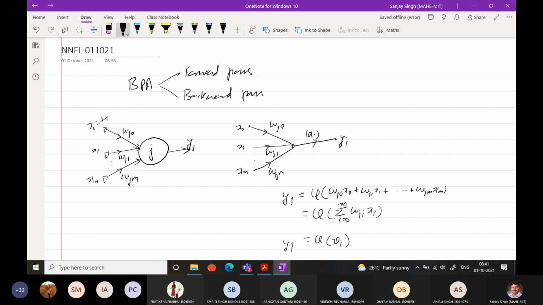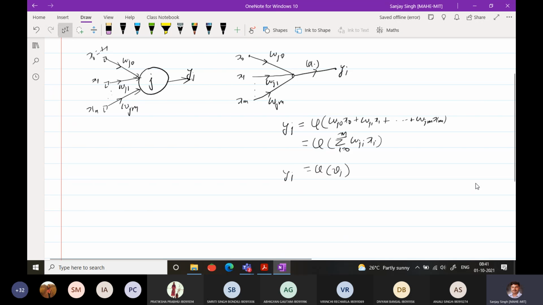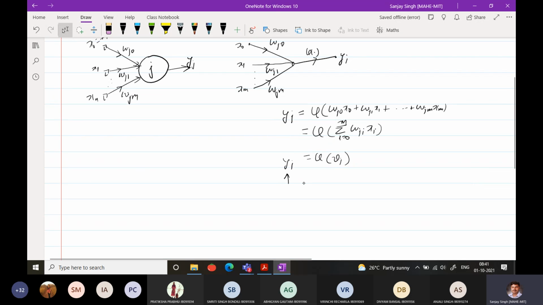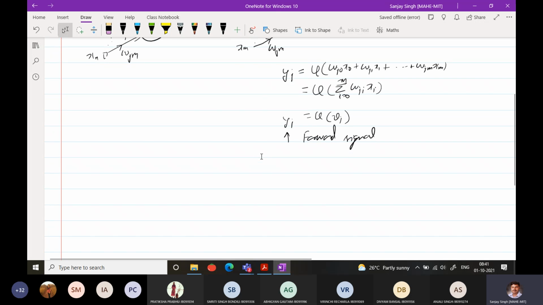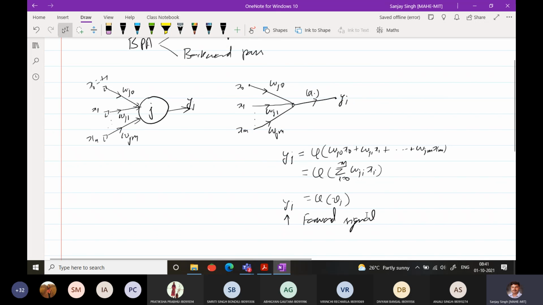Whatever you are computing here is straightforward, and this is nothing but our forward signal. As I told you last class, during the forward pass we straight away compute the value without any change in the synaptic weight. Synaptic weight change comes into effect during the backward pass only. So whatever initial values of the weights you have, you start with those. This is simple to see: that is how a forward signal works.